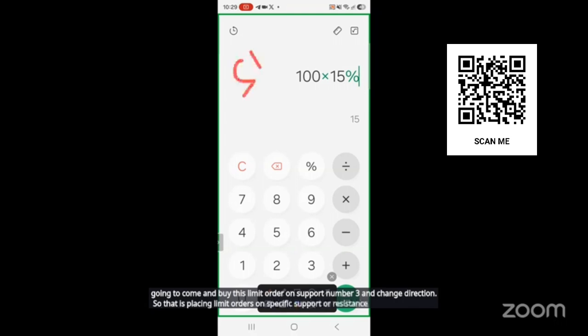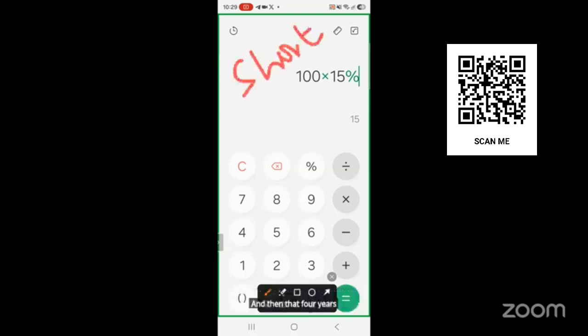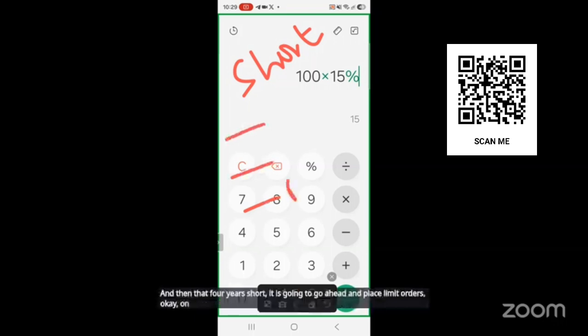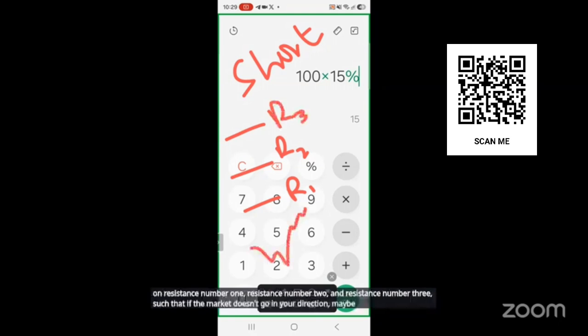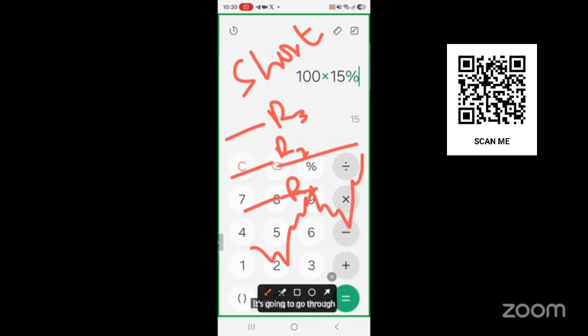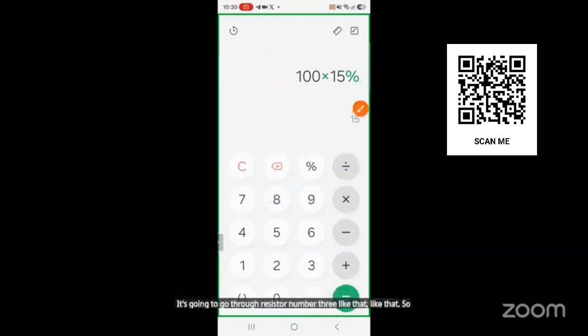If it entered a short for you, it is going to go ahead and place limit orders on resistance number 1, resistance number 2, and resistance number 3, such that if the market doesn't go in your direction, maybe it turns back up, if it hits resistance number 1, there's a high likelihood it comes back down. If it fails, it's going to go to resistance number 3, like that. So it places limit orders for the rest of the money on those specific areas.